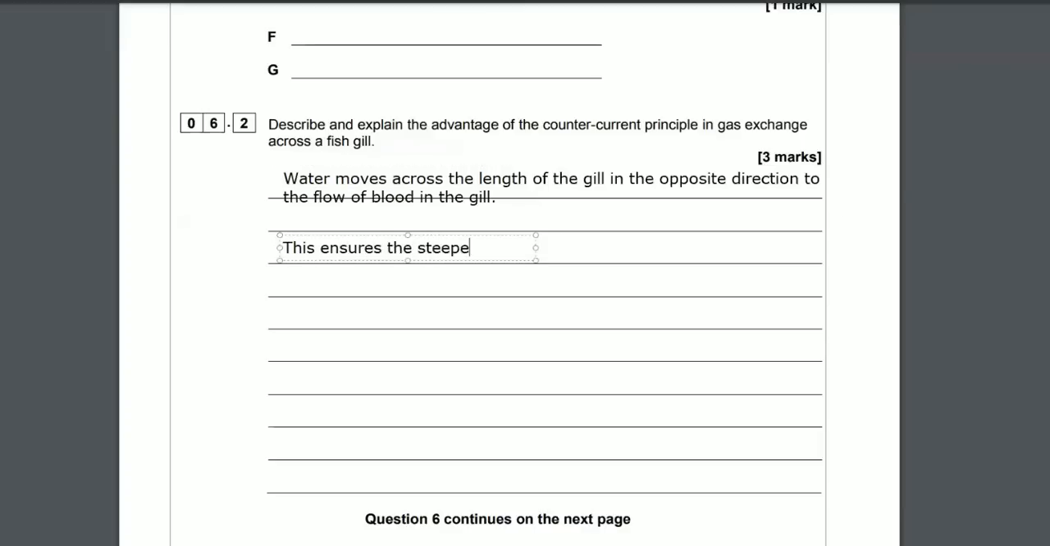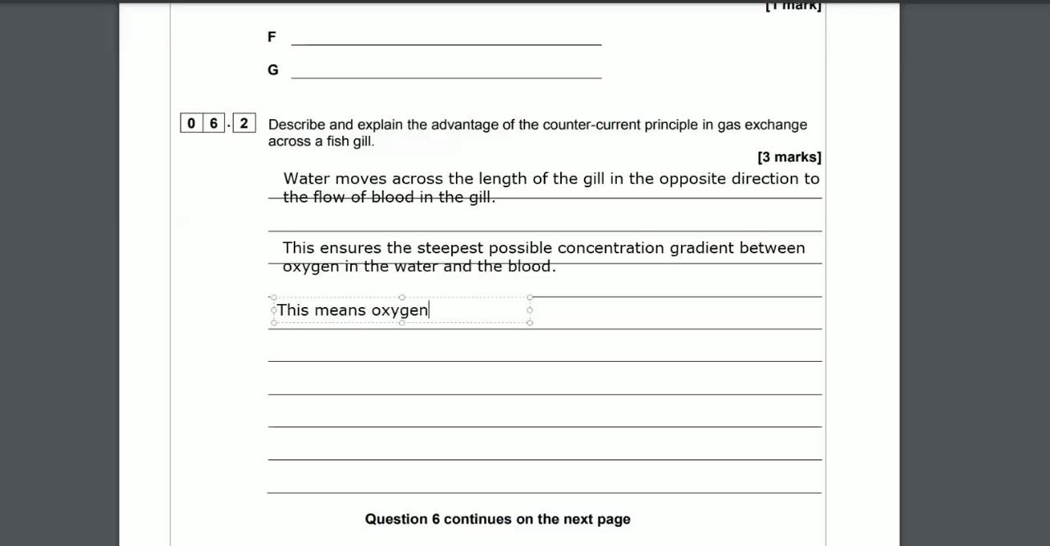Now at A-level we need to explore how it ensures the steepest possible concentration gradient between the oxygen in the water and the oxygen in the blood. That way we always have oxygen diffusing from the water to the blood across the whole length of the fish gill. At no point is there a net diffusion of oxygen from the blood back into the water. So oxygen is diffusing into the blood from the water across the entire length of the gill. The net movement is in that direction.